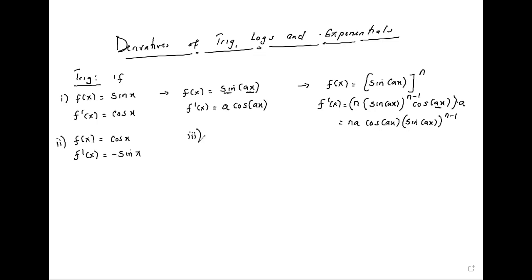Then 3, we have tan of x. f of x is tan of x. But we understand that this can be written as well as sin x over cos x. So if you use the quotient rule, now that you know the derivative of sine and of cos, and you also know quotient rule, to get the derivative of tan is simply sec squared x.